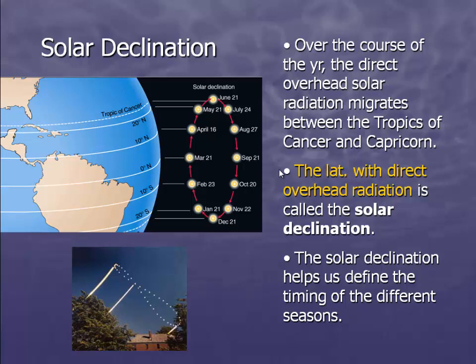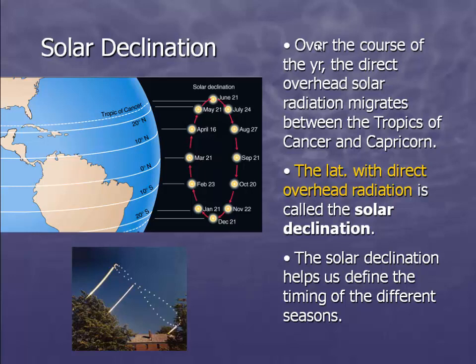So, for instance, on March 21st, where is solar declination? Solar declination on March 21st would be directly overhead of the equator. Okay. Solar declination on June 21st would be 23.5 degrees north, the Tropic of Cancer. Solar declination on October 20th would be 10 degrees south.